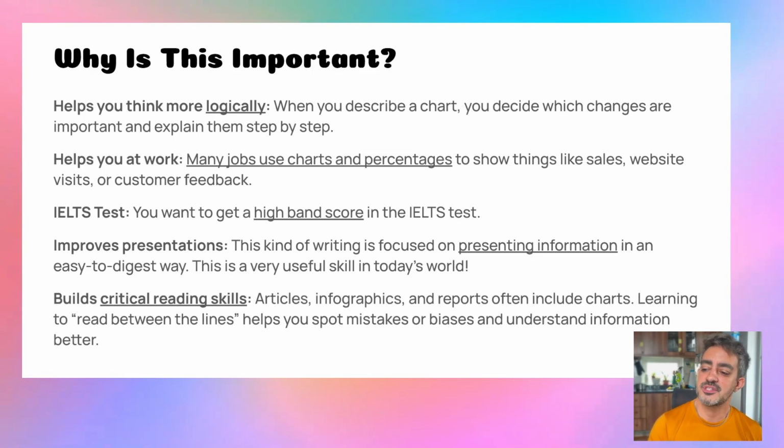Doing this also helps you to learn critical reading skills. Nowadays, we see a lot of articles and information that has charts like this, and sometimes it's just a good life skill to know how to maybe analyze and question the kind of information that we're looking at.